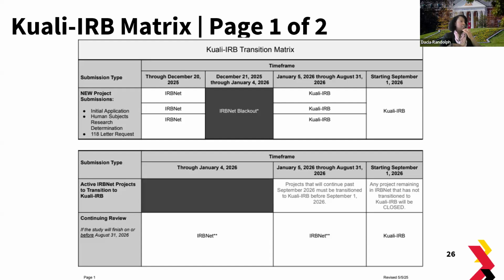So one thing I do want to note here is, though the absolute deadline for submissions in IRBNet is noon, December 20th, the IRB office is strongly encouraging you to make any initial submissions, any changes to your study or your protocol that you submitted, or anything that you need to enter to get a head start on this transition. They're strongly encouraging everyone to submit that to them by December 1st.